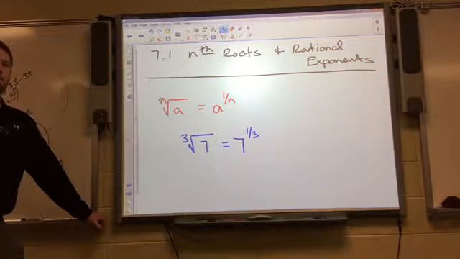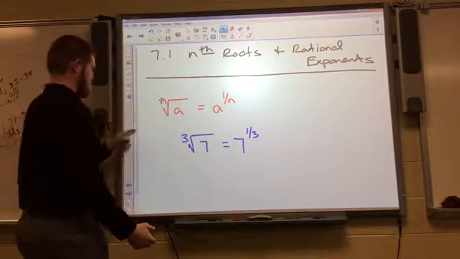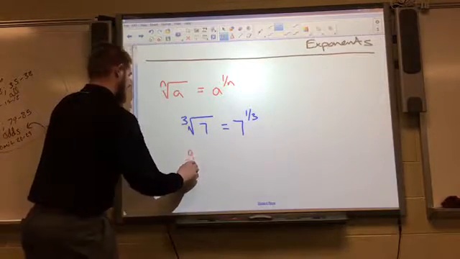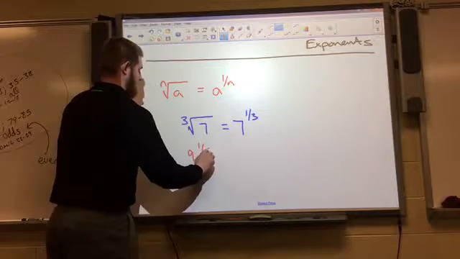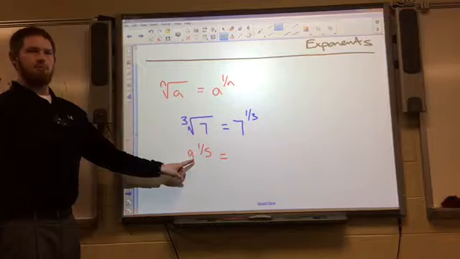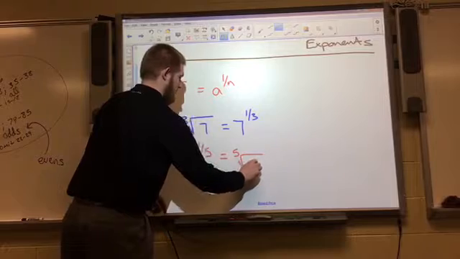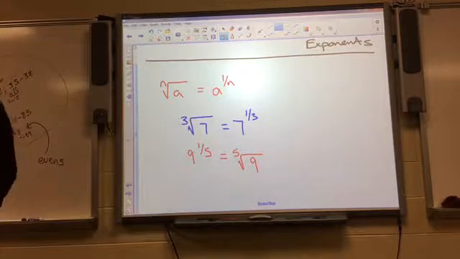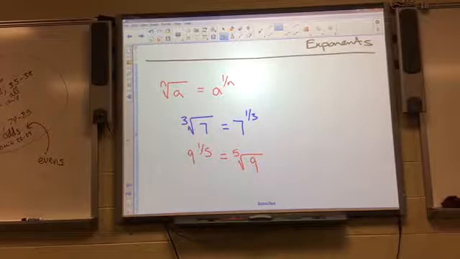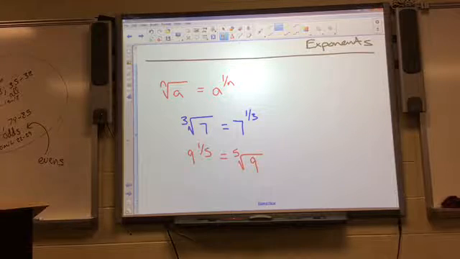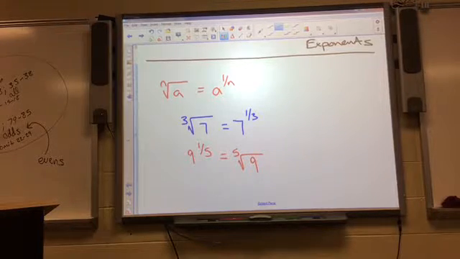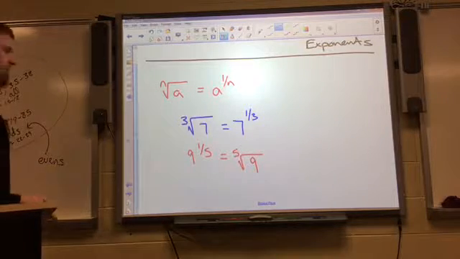Or maybe they give you 9 to the 1/5. That would be the same as what? The 5th root is how that would be pronounced. The 5th root of 9. So we can now switch between radicals and exponents if we need to. Now, other than that, there's not a ton of useful information there at the top. So let's take a look at example 1.